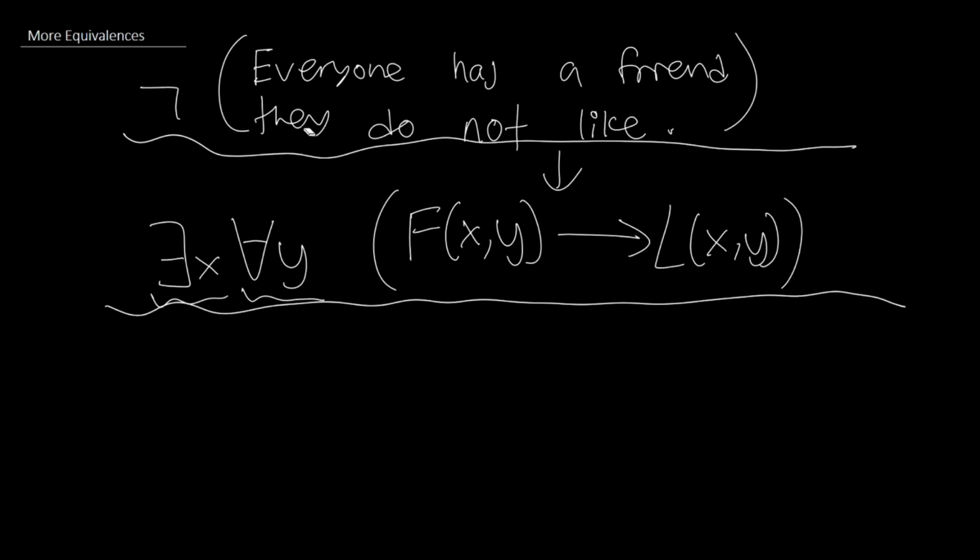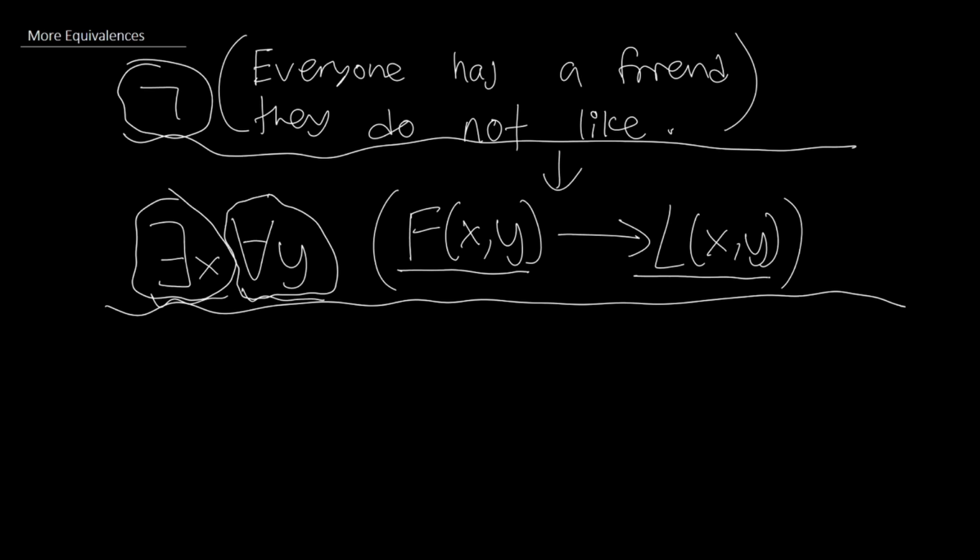So if everyone has a friend they do not like, and we reverse that, this is the same as saying that there exists a person X such that for all people Y, if they're both friends, then they both like each other. So this over here is true and this over here is true. They just essentially communicate the same idea. You just have to think about these two different representations a bit, and you'll be convinced that both of these are equal.